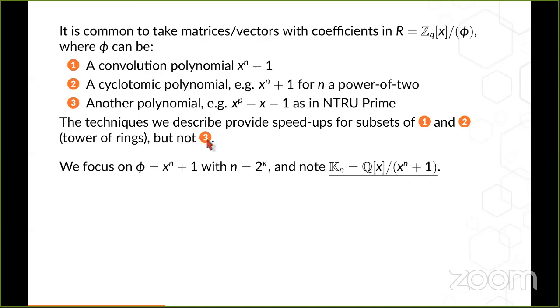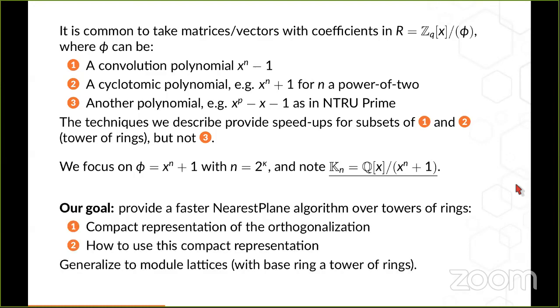So yeah, there doesn't seem to be at least a straightforward way to apply them for such polynomials, but it's an interesting question to see in the future if it can be done. Okay, so I'm going to focus on phi equal x^n plus 1 with n equal 2 to the kappa. And I will note K_n equal Q[x] quotiented by x^n plus 1, which is a cyclotomic field.